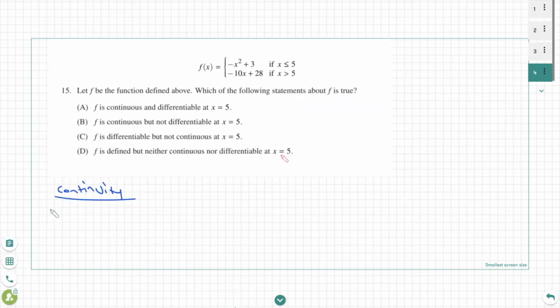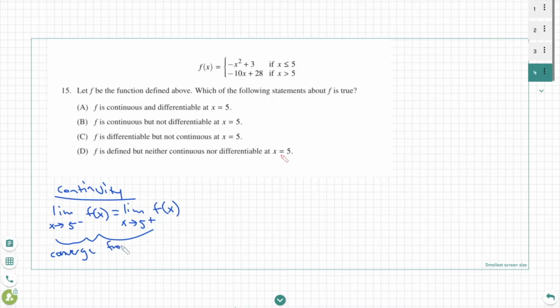We have to see that the limit as x approaches 5. So the formal definition is the limit as x approaches 5, in this case because we're looking at 5, from the left side of f of x has to equal the limit as x approaches 5 from the right side. So that just says that they have to meet at the same place from the left and the right. This is essentially what that means. They have to converge from left and right. That's what this part means.